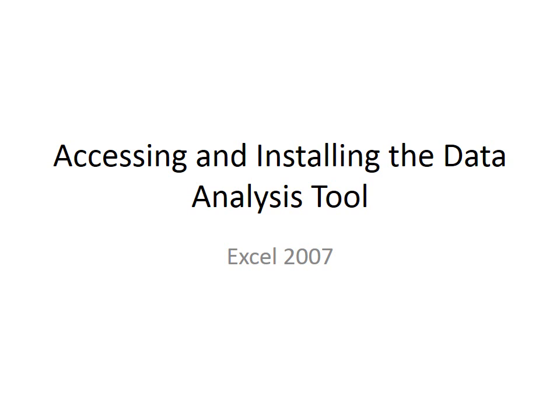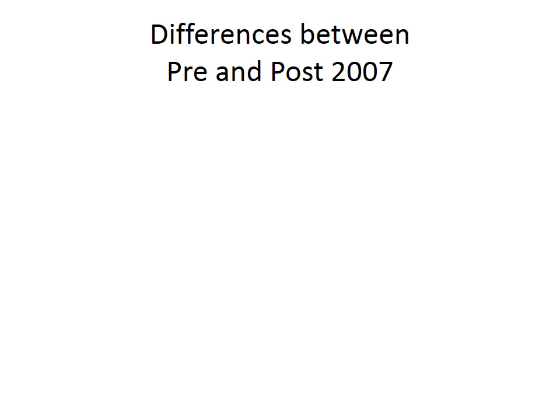This video is about accessing and installing the data analysis tool for Excel 2007. Now, before we go into exactly how to do that, let's talk about four major differences between Excel 2007 and versions that came before 2007. There's four main differences. One is installing the data analysis tool, which is what this video is about.